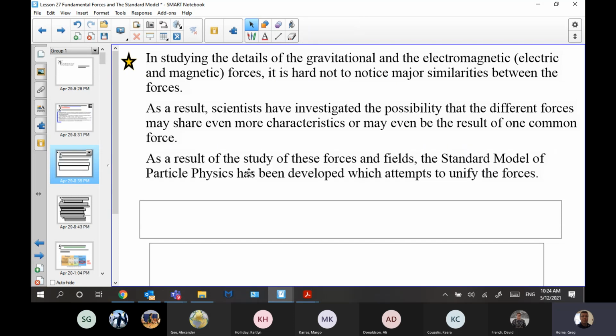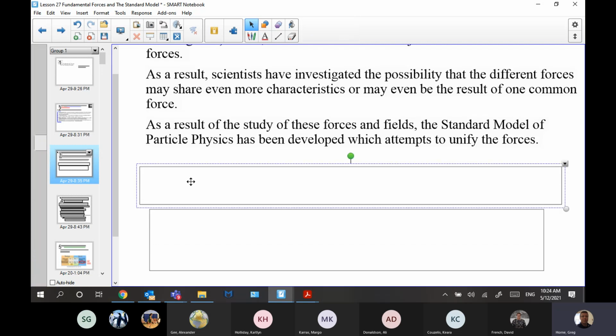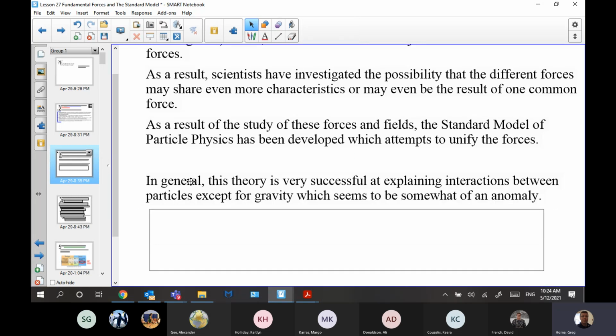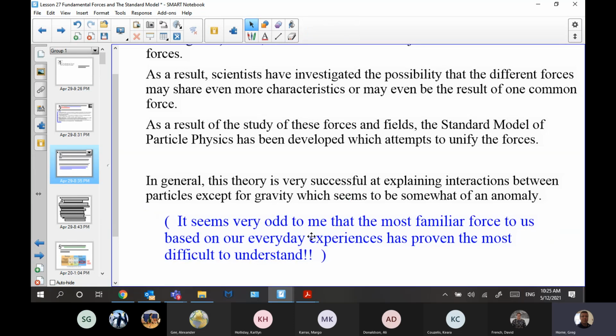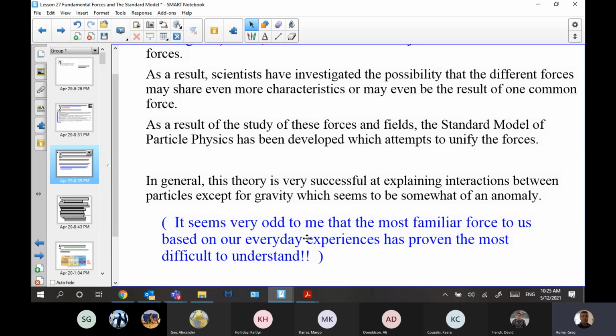In the study of all these forces and fields and particles, the standard model was developed, and it attempts to unify all these forces, or at least attempts to explain all of them, right? When you're going beyond the standard model, that's when you're going to the grand unified theory more so. In general, this theory has been super successful explaining interactions, except for gravity, which actually seems to be a bit of an anomaly. It seems odd to me, and probably every other human, that gravity, the one we feel we're most familiar with, is actually the one that they've had the least success in explaining.